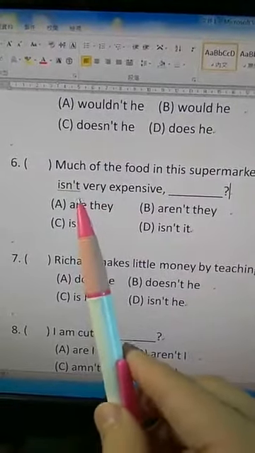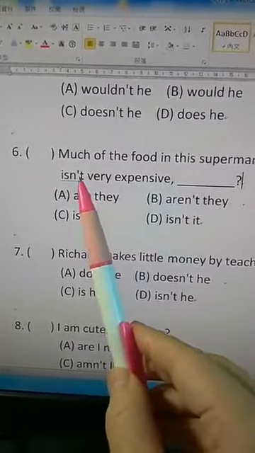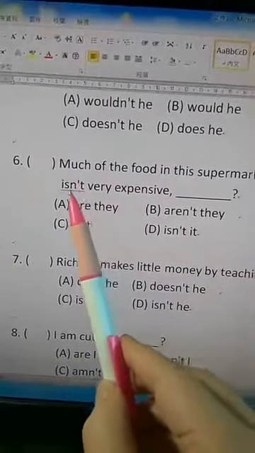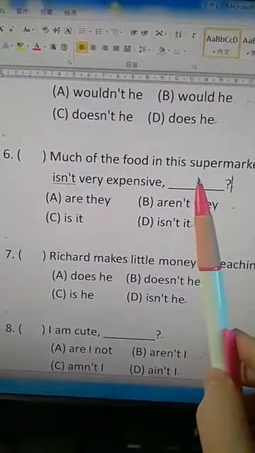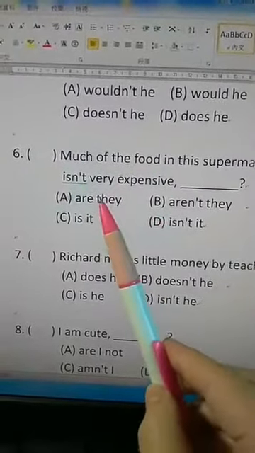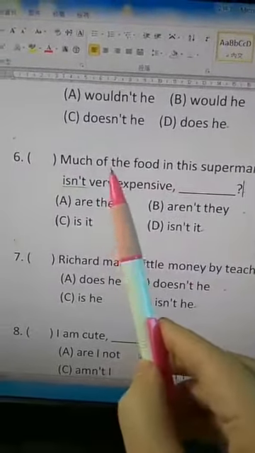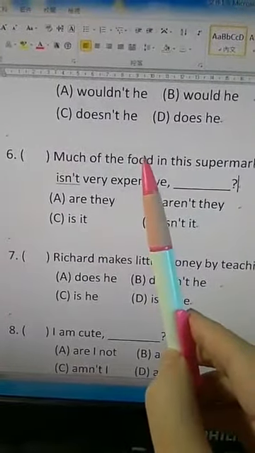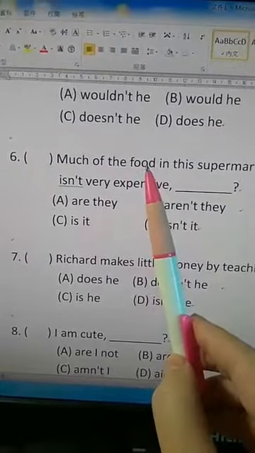Number six, let's see the tense and the verb here. The tense is present tense and the verb is be verb. The be verb isn't. So you understand that the main sentence is negative, right? Isn't is a negative. So remember, we have to use a positive tag question here. So first of all, we cross out B, we cross out D, we only have A or C, right? And we see the subject here. The subject is much of the food. Food is a collective noun, or in other words, an uncountable noun here in this sentence.